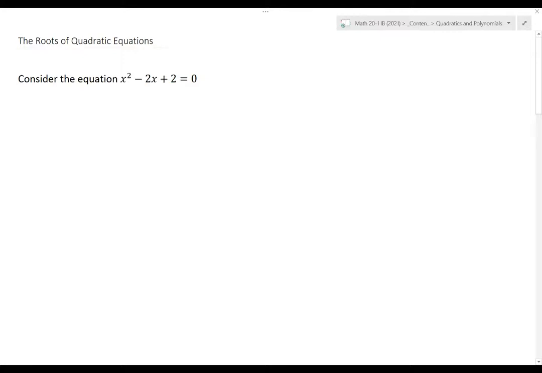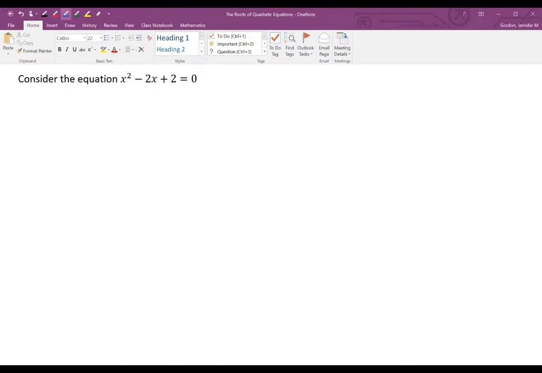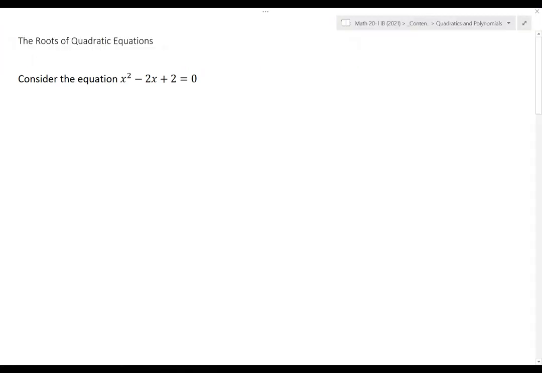Everyone. In this video, we're going to look at the nature of the roots of quadratic equations, so the solutions of the quadratic equations. So we're going to start by considering the equation x squared minus 2x plus 2. Now, typically, I'm going to start by trying to factor to see if that's possible, but nothing has a product of 2 and a sum of negative 2. So I'm going to go to the quadratic formula.